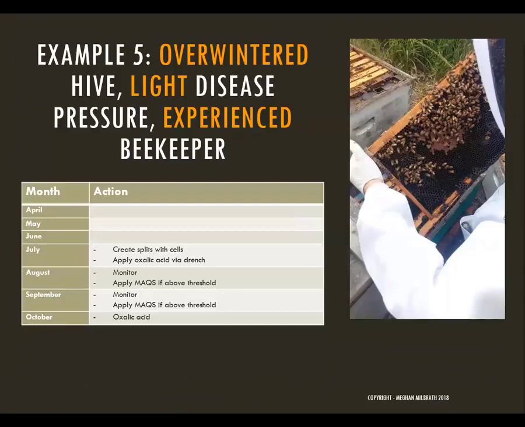And then in October, I can do oxalic acid. So that might be just splits, or it might be just splits and oxalic acid, or it might be splits, oxalic acid, and Mite Away quick strips, depending on the year.